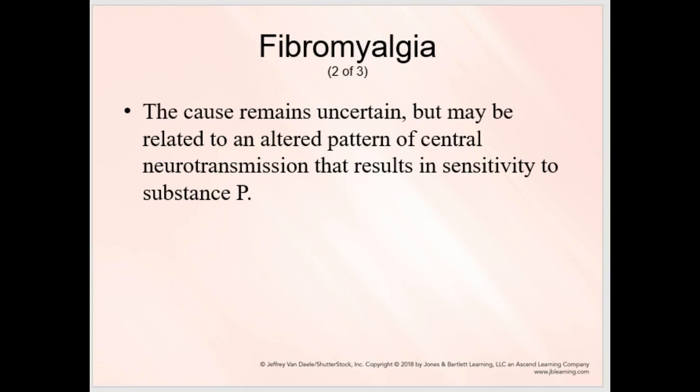So the cause remains uncertain. I have a few potential causes on the next screen, but part of it may be that they have an excessive sensitivity to a neurotransmitter called substance P. Substance P actually facilitates pain signals from our sensory nerves coming into our spinal cord and brain. So for some reason, these patients may be excessively sensitive to it. It may be that whenever it's slightly released, it causes excessive pain for them.